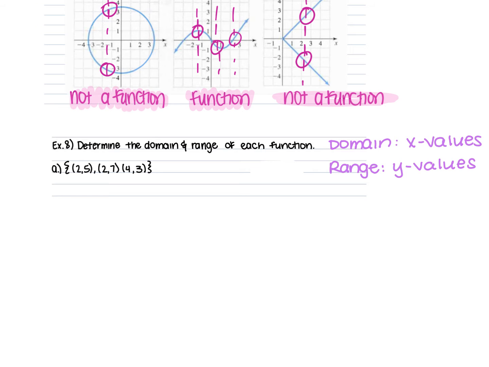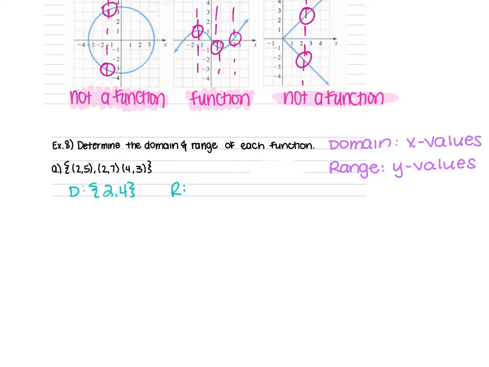So if we look at example 8a, we have the ordered pairs 2, 5, 2, 7, and 4, 3. Your domain are the x values from these ordered pairs. If the value occurs more than once, you do not have to write it more than once, just write it once. These should also be in order from left to right, from least to greatest. So your domain for this is just 2 and 4.